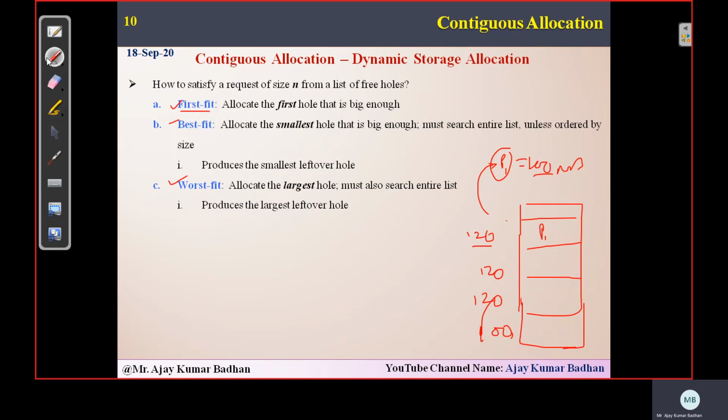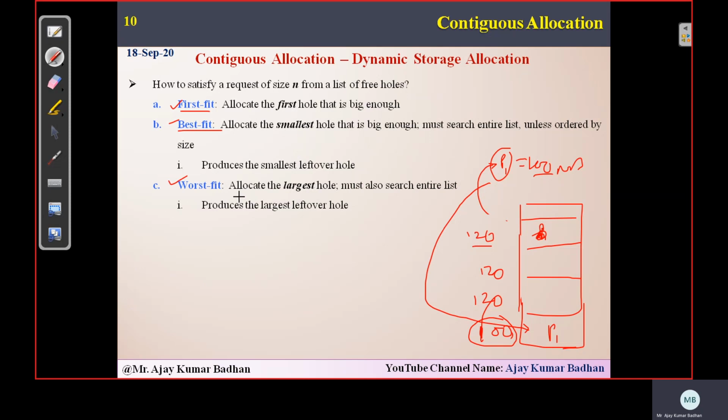Same way, what about best fit? Best fit means allocate the smallest hole that is big enough. The system will try to find the hole which best suits this particular process. First it comes to this slot, finds it is 120 MB, and again searches the remaining slots. It comes to the 100 MB slot. The process requires 100 MB, so this slot will be given. That is what we call best fit.